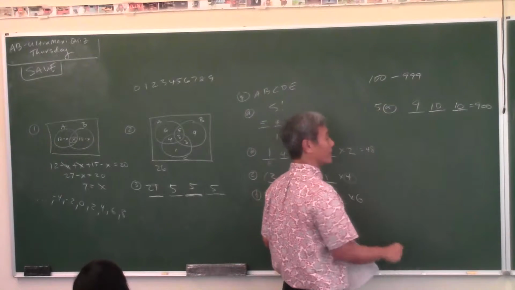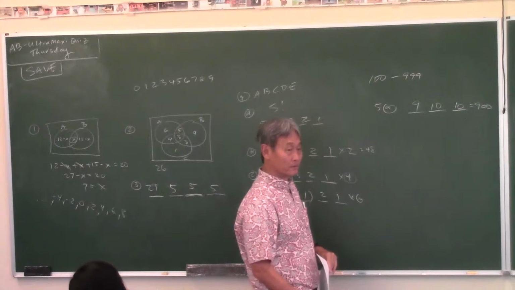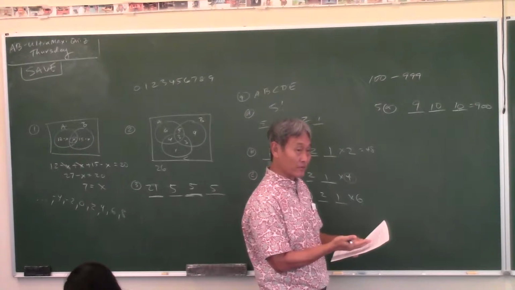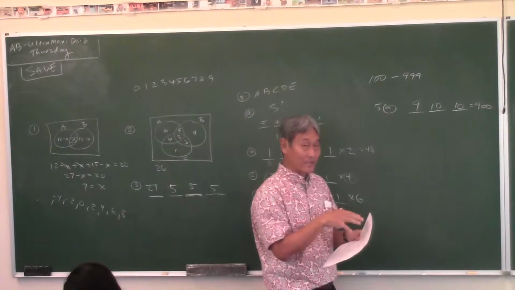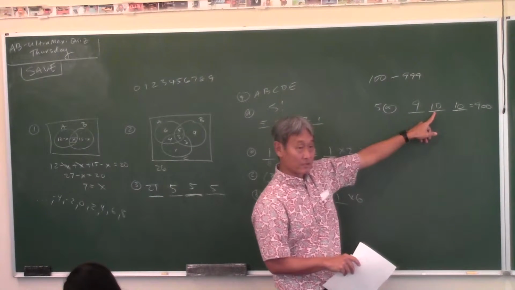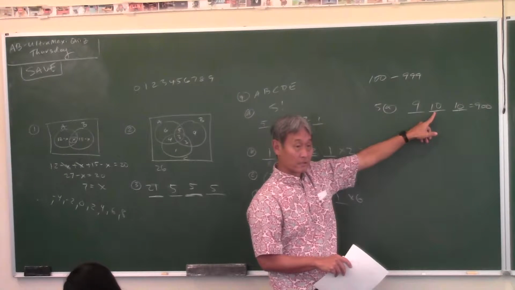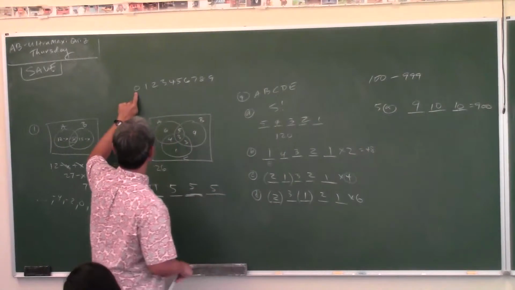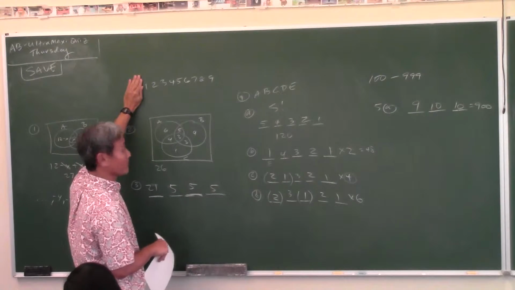Why is it 10? First, second, third. Because it doesn't say you cannot repeat digits. So if it doesn't say you cannot repeat, that means you can repeat. So you have 10 choices. But why is the first one 9? Because the first digit cannot be 0. You cannot use 0 for the first digit, so that's why you only have 9 choices.